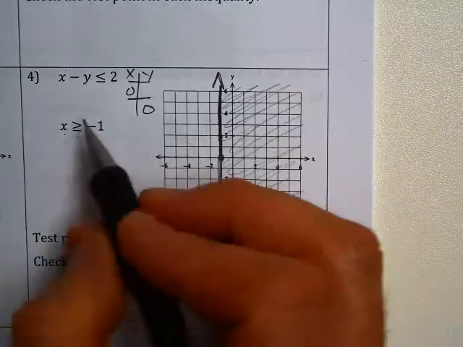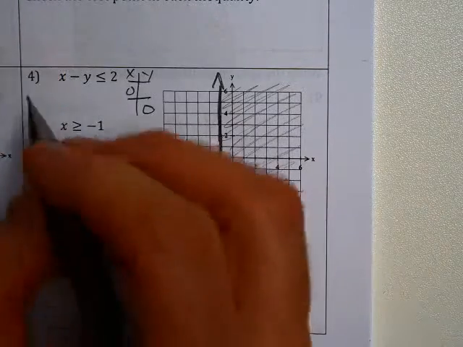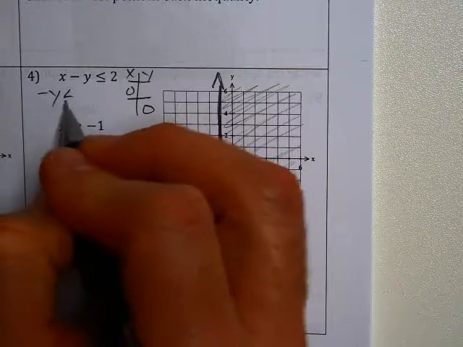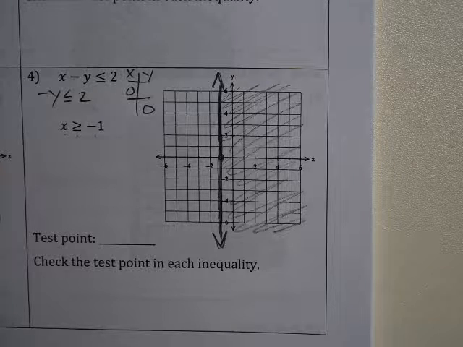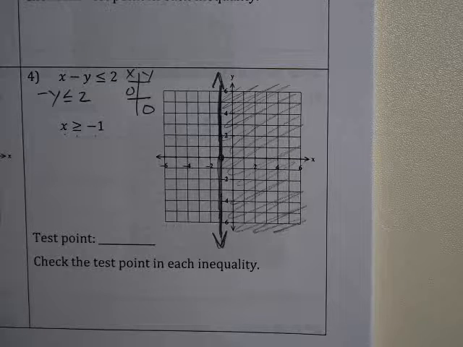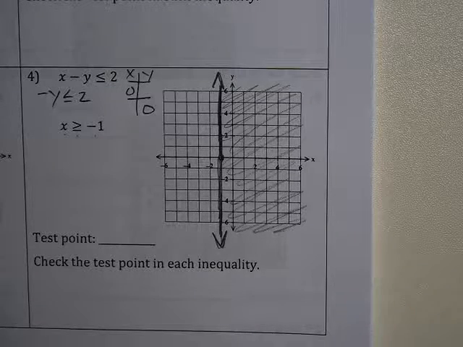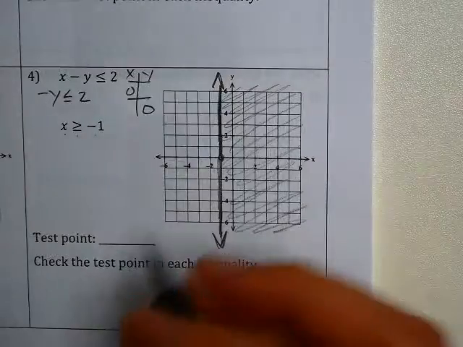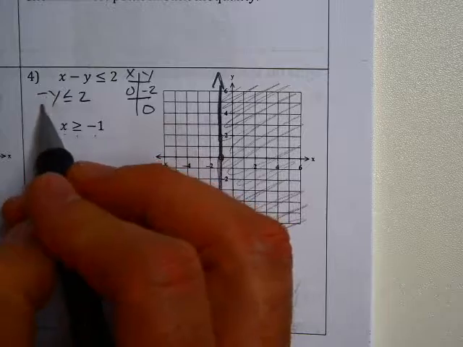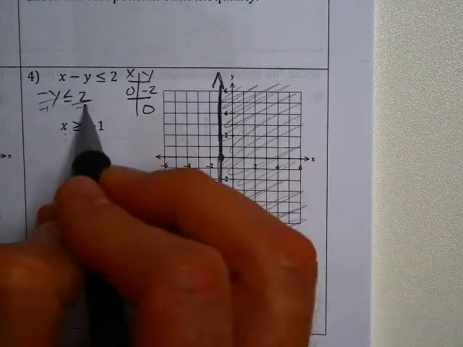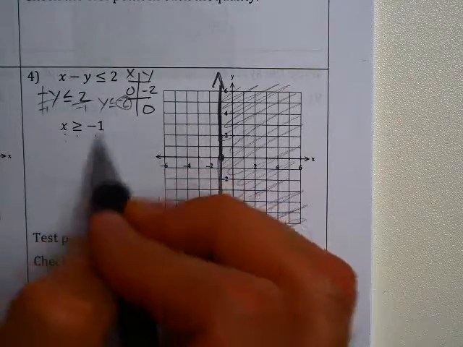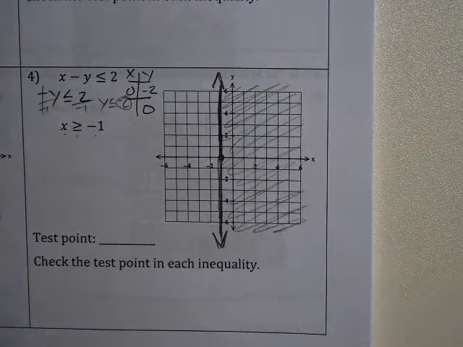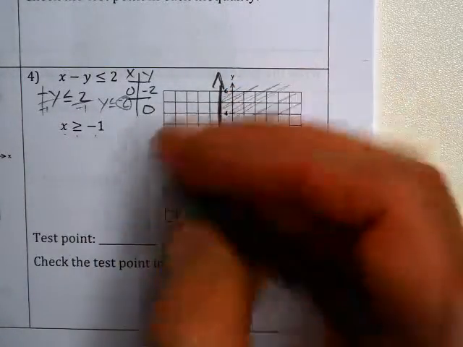Both are solid lines. So if I plug in 0 for x, -y is less than or equal to 2. But we don't really want to consider the inequality here. What does y equal when x is 0? -2. Right, -2. So if I divide both sides by -1, I get y is less than or equal to -2, but what I really want is just that 2.